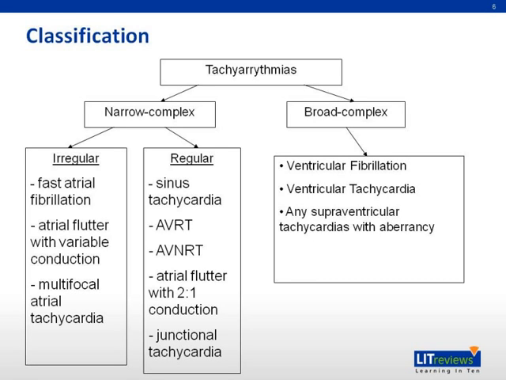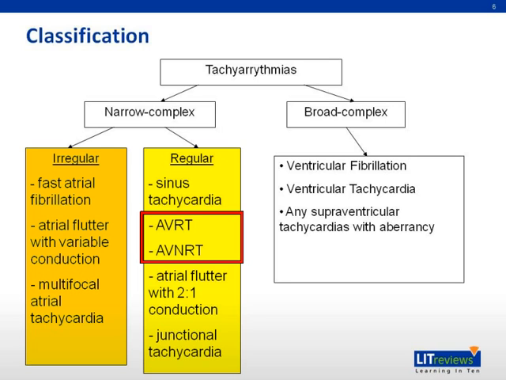This is a simple flowchart showing the classification of tachyarrhythmias. Tachyarrhythmias can be divided into narrow and broad complex tachycardias. Broad complex tachycardias are not in the scope of this lecture. Narrow complex tachycardias are further divided into regular and irregular. Atrial flutter and atrial fibrillation will be covered as part of a series of lectures under cardiology. I will be focusing on AVRT and AVNRT in this lecture.